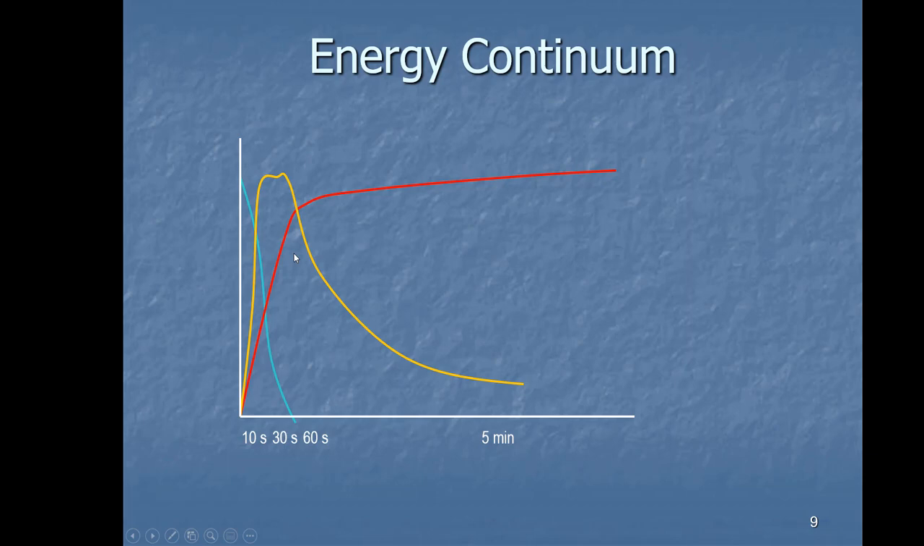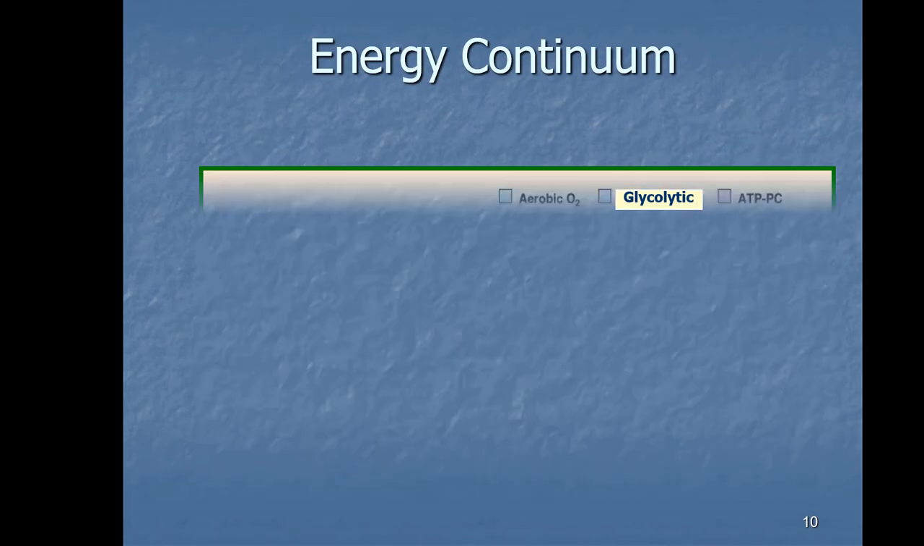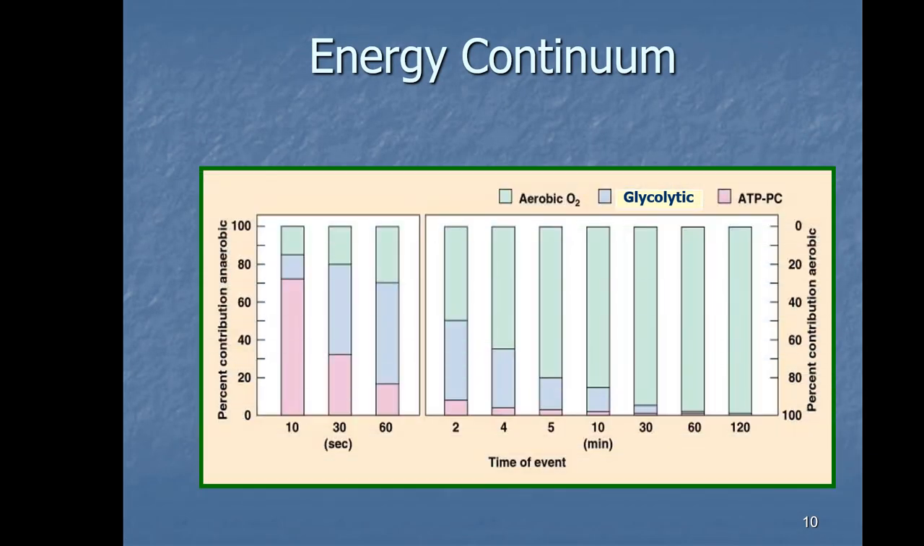So a similar way to look at it is looking at it in bar graph form. And so we have different colors here. So we have time, 10, 30, 60 seconds, 2 minutes, 4 minutes, up to 2 hours. And so we have aerobic, which would be oxidative, glycolytic, and then this would be your immediate. So you can see the first 10 seconds. The percentages won't exactly be the same for everyone, but they're saying the bulk of energy transfer is due to the immediate pathway the first 10 seconds, and that's consistent with what we said.